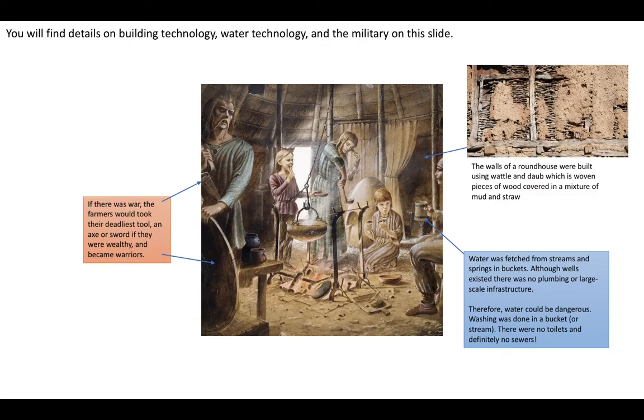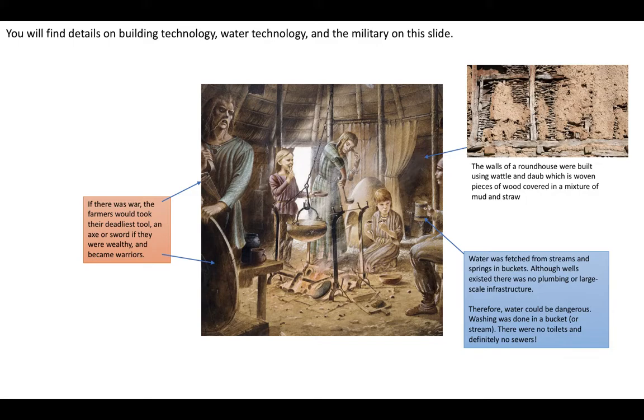So we can continue to fill in information about technology, in particular where they got their water from and their military. If there was a war, the farmers would find the deadliest tool, an axe or a sword, if they were wealthy and became warriors. So a lot of fighters didn't actually have real weapons, they had their farm equipment. The walls of a roundhouse were built using wattle and daub, which is woven pieces of wood covered in a mixture of mud and straw.